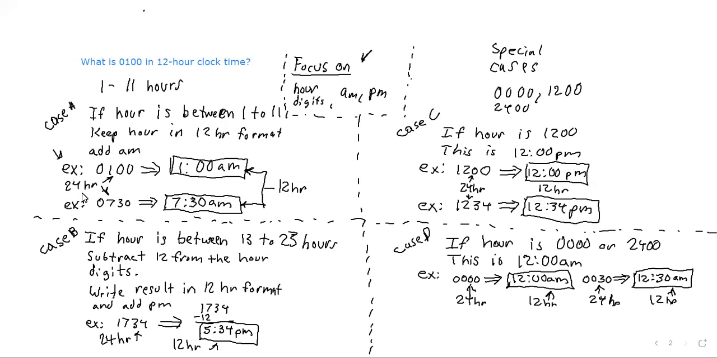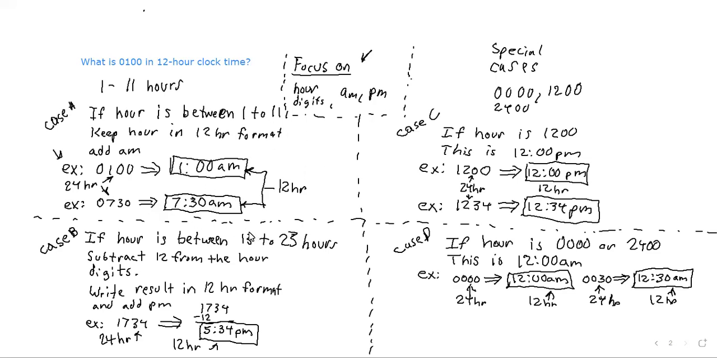Let's look at another example. If we have 0730 hours, we do the same thing. We keep the hour in 12-hour format, which means drop the 0, and then add the AM. So 0730 hours is going to be 7:30 AM. Now, that was for the hours between 1 and 11.